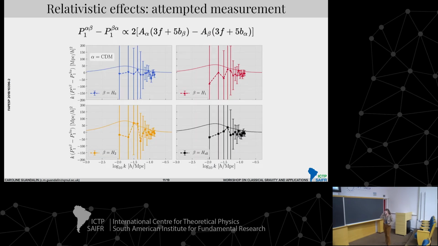As a result, we unfortunately could not claim a detection. Solid here is the predictions that we have for that dipole. And the points here are the things that I managed to extract from the simulations by estimating this dipole directly from those dark matter halos.